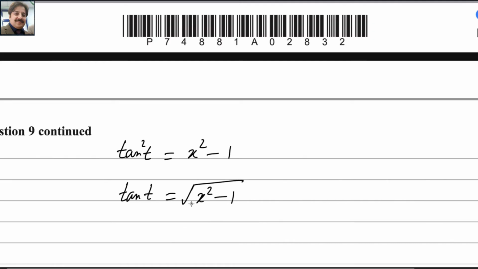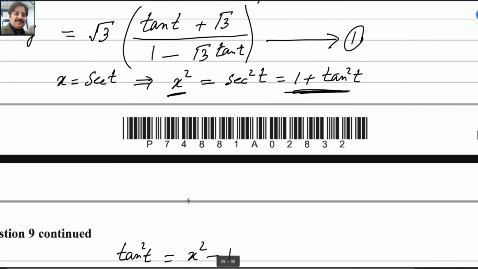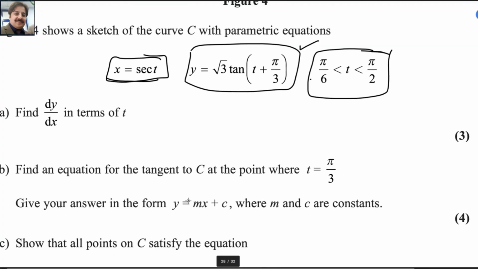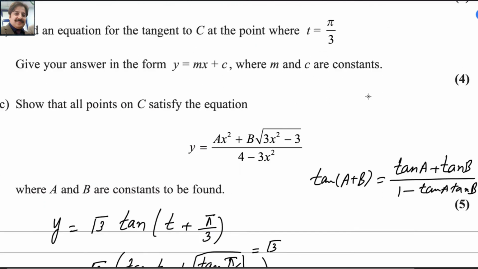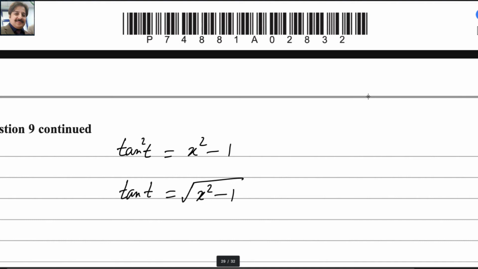Why am I taking the positive value only? Because we know that t lies in the first quadrant. It means from 30 degrees to 90 degrees. So it will be in the first quadrant, and therefore I'm taking the positive value for tan.